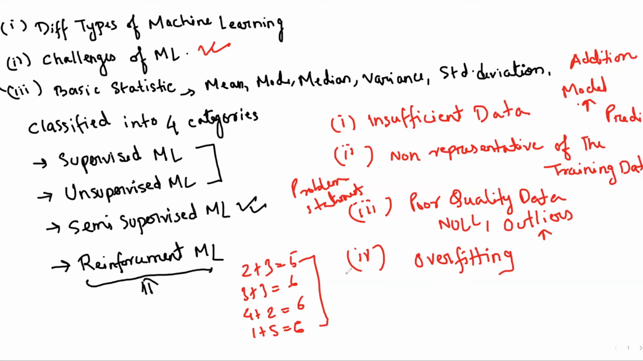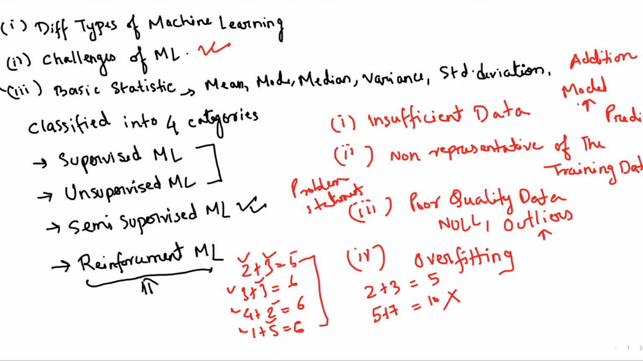When I say overfitting, it means that it has learned only to add 2 and 3, 3 and 3, 4 and 2, 1 and 5. So in the test data, if you ask what is 2 plus 3, it will very well be able to predict 5. But if you ask something like what is 5 plus 11 or 5 plus 7, it will give you a wrong prediction.